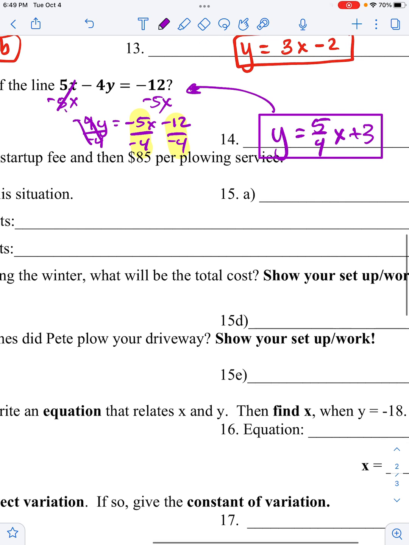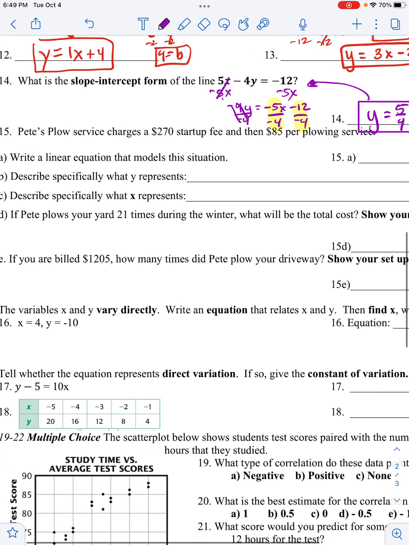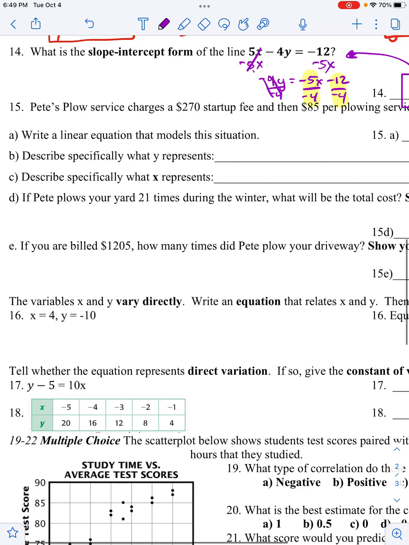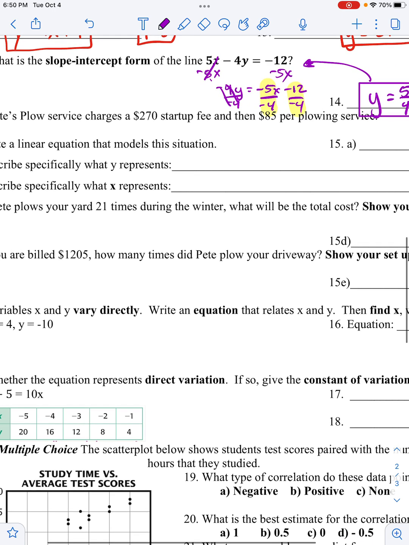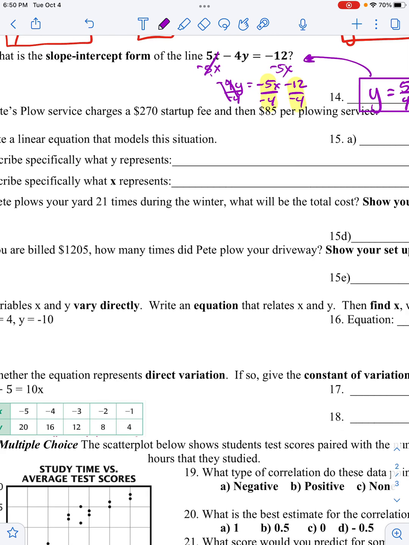You move the x like I did the 5x and then divide by the y number. Okay, so this next one is about a word problem. It says Pete's Plow Service charges $270 startup fee and $85 per plow. Per plowing service is telling me that that is my slope. This is my startup fee, so that is my B value. So I have my M value and my B value.